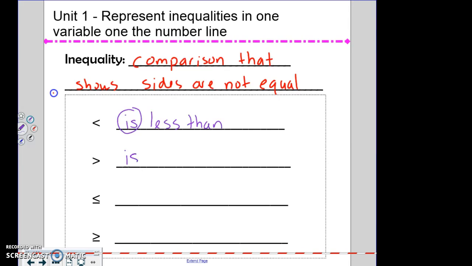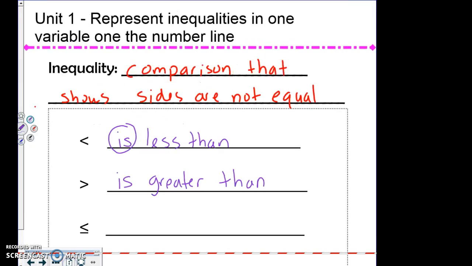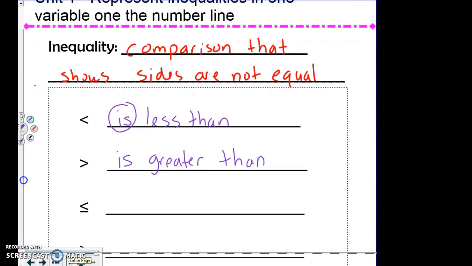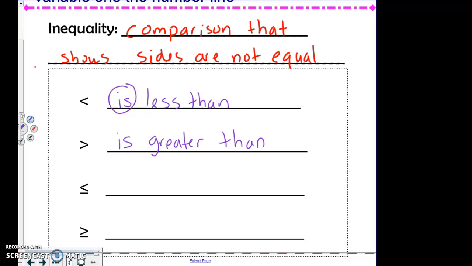The next symbol means is greater than. Again, you need that word is there. You could also read that as is more than, is bigger than. Any of those will work. The next two are a little bit different because they have an extra line underneath. So this first one means is less than or equal to.